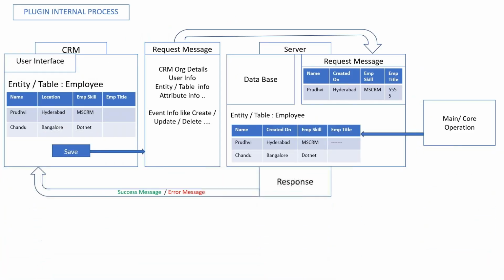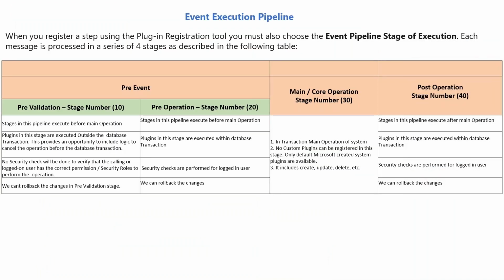Now this is like an internal process, how it happens internally. Let us go to the event execution pipeline. When you register a step using the Plugin Registration Tool, you must choose the event execution pipeline. Whenever you register a plugin, as I told you, you need to register it in order to apply it to CRM, so you choose the event of the plugin execution. Each message is processed in four stages, as described below.